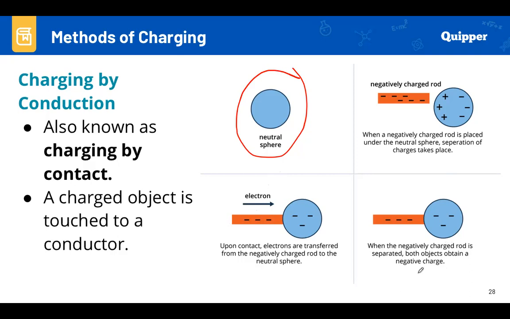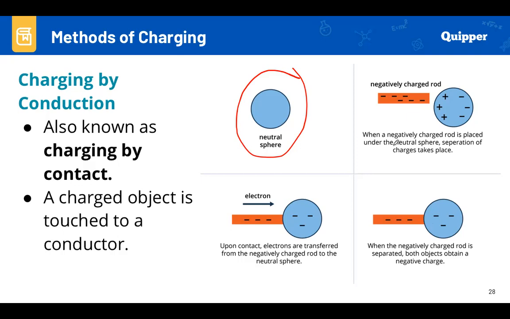Tama? Of course, if they combine, if this one has negatively charged particles, ito wala, or balance, may positive and negative, na-transfer yung negative, but of course, magiging negatively charged na rin to. Okay, so they have both obtained a negative charge. When negatively charged rod is placed near the neutral sphere, separation of charge takes place. Paano mangyayari yun?